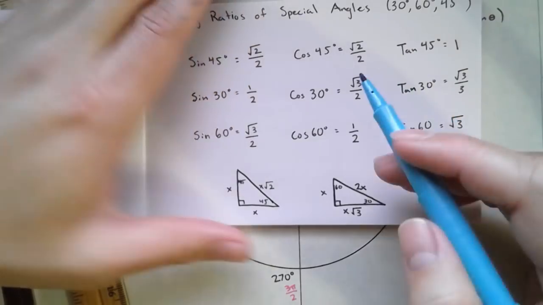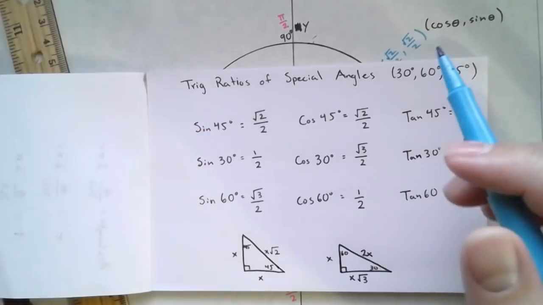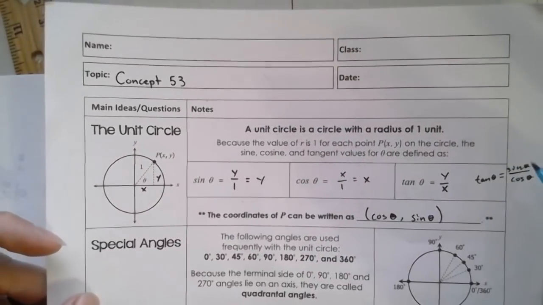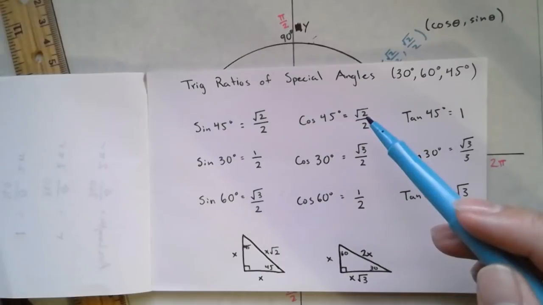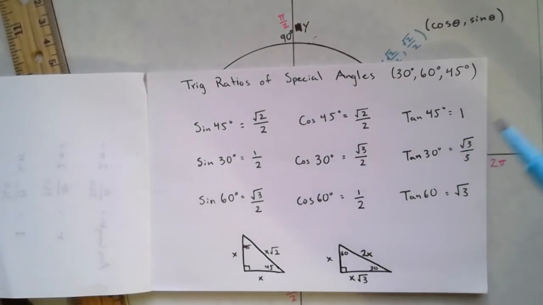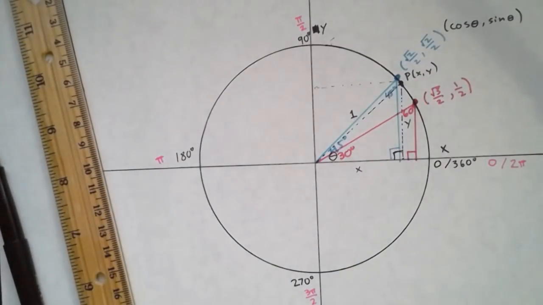And my tangent of 45, well, we already said, trig ratio, sine over cosine. If you have radical 2 over 2 over radical 2 over 2, you get just 1. So tangent is 1 in this case.